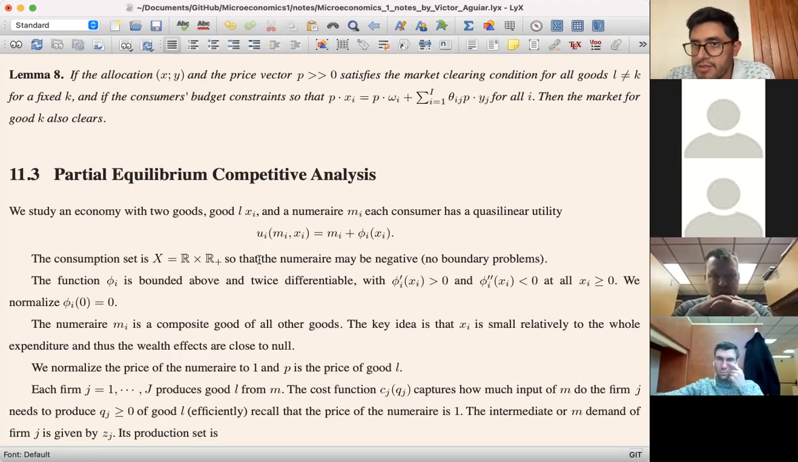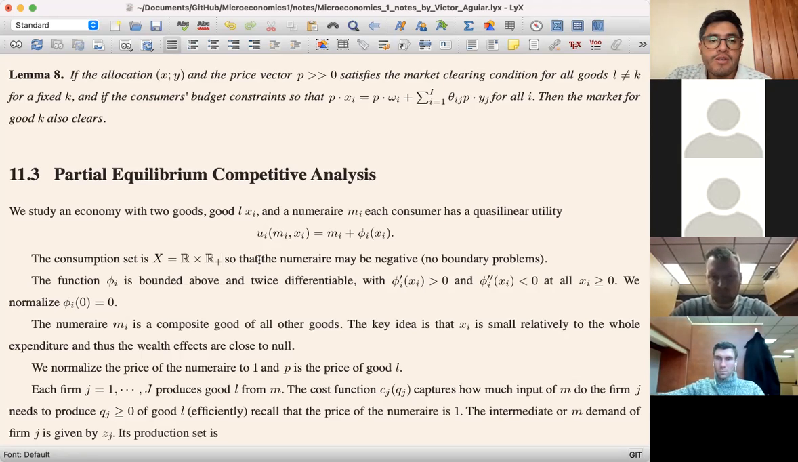So each consumer has its own phi, which is bounded above and twice differentiable. So this is just a technical condition. It doesn't have really anything deep to it, but it's going to allow us to close our model technically, right? So allow it to have an equilibrium.